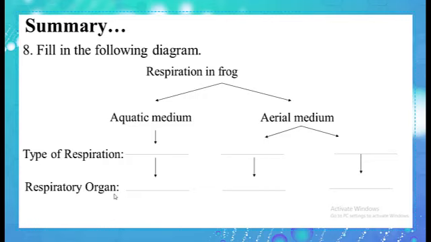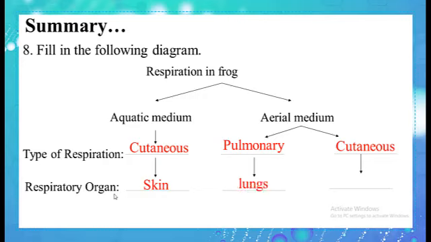The type of respiration in frog in aquatic medium is cutaneous respiration, while in aerial medium it uses pulmonary and cutaneous respiration. If in aquatic medium the type of respiration is cutaneous, the respiratory organ should be the skin. If in aerial medium the type of respiration is pulmonary, the respiratory organ should be the lungs. And in aerial medium, it also uses cutaneous respiration, so the respiratory organ used is also the skin.